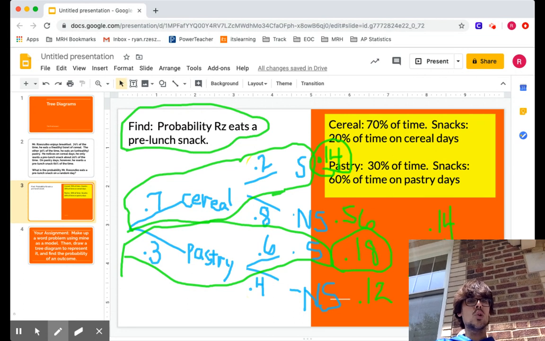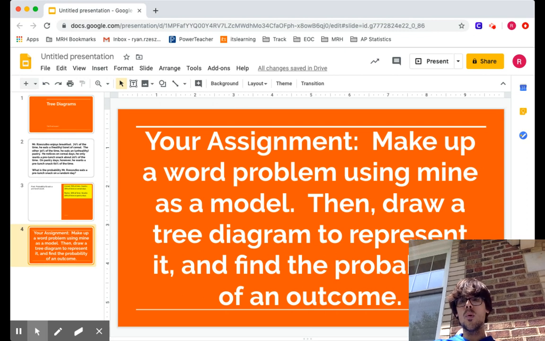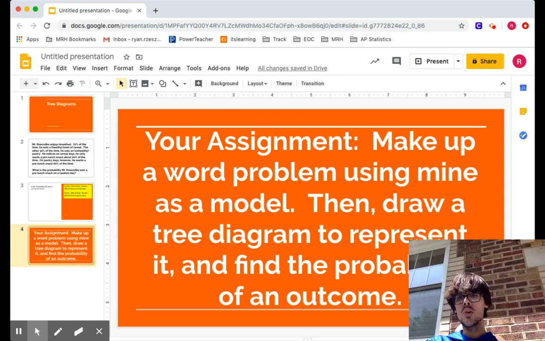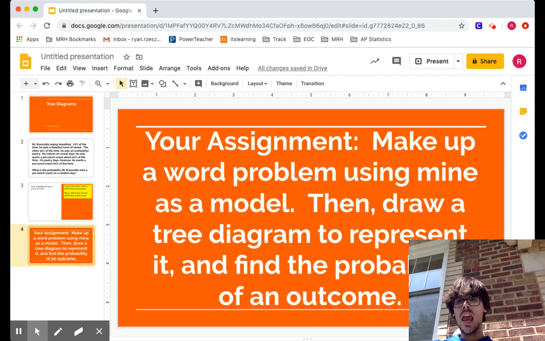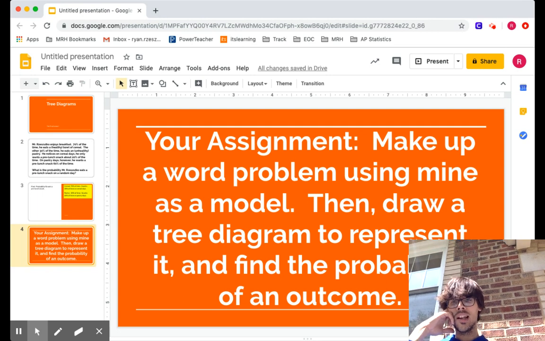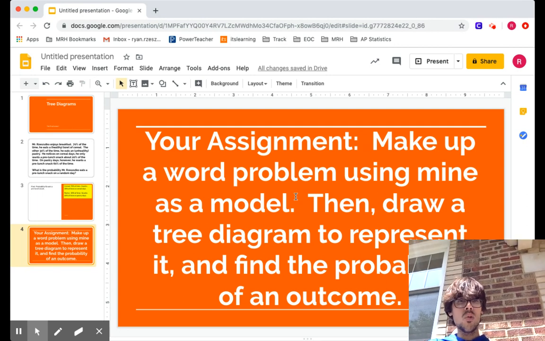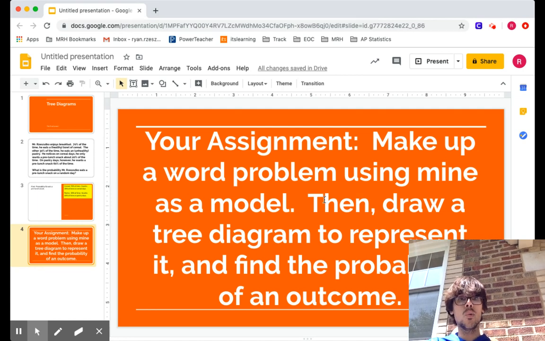So your assignment, your last assignment ever in Algebra 2, is going to be to make up a word problem similar to mine, draw a tree diagram for it, and then calculate a probability. Use mine as a model. If tree diagrams are still a little iffy, you can definitely email me and I can help you set it up because these can be a little trickier. You basically have to have two things that happen. You have your first thing, and then you have a decision you make based on what already happened in the first place. So use this as a model, work out a tree diagram problem, send it to me, and you guys are officially done with Algebra 2.